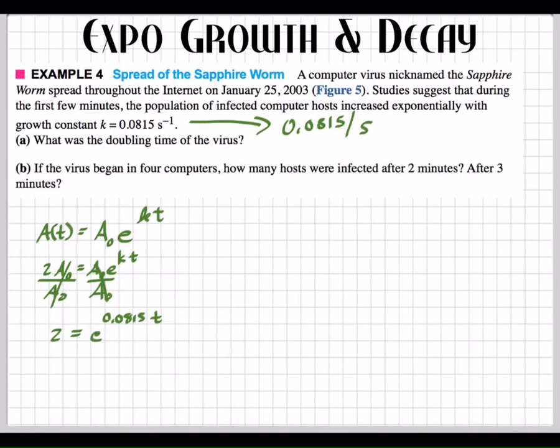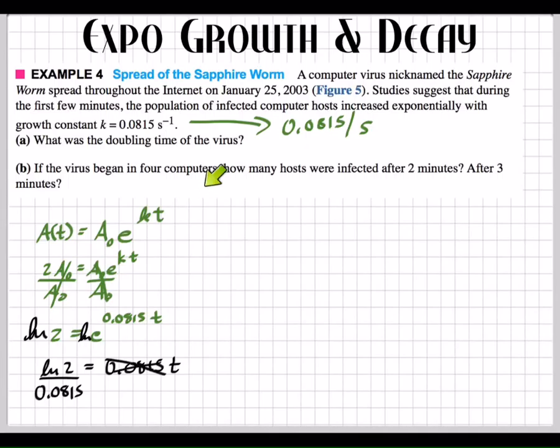Because it just got really simple all of a sudden. Do you know how to find out what t is? Logarithms. Natural log of both sides, so I take the natural log of that, I take the natural log of that, and I get the natural log of 2 equals 0.0815t. And then I would divide by 0.0815, and that would give me t. So this would be my doubling time.